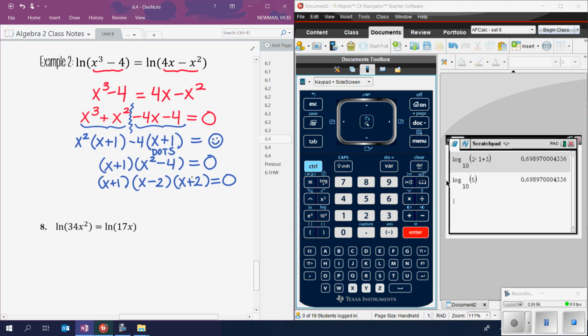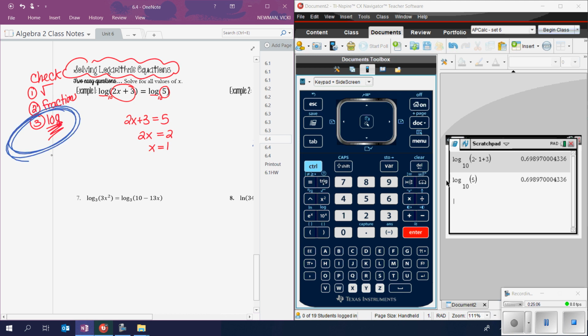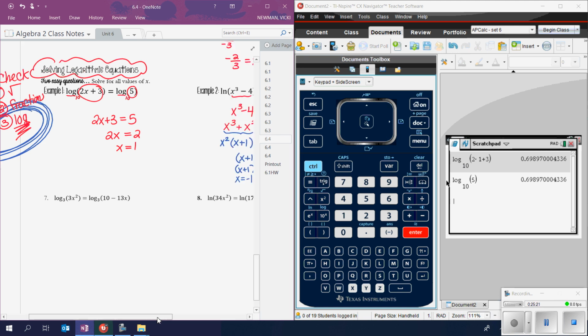All right, so we get roots of -1, +2, and -2. So here's the thing though, what did I say a minute ago? We have to check log equations. The reason you have to check log equations is because its domain is not -infinity to infinity, right? We know the domain of a log function is smaller than -infinity to infinity. So we have to go to our calculator.